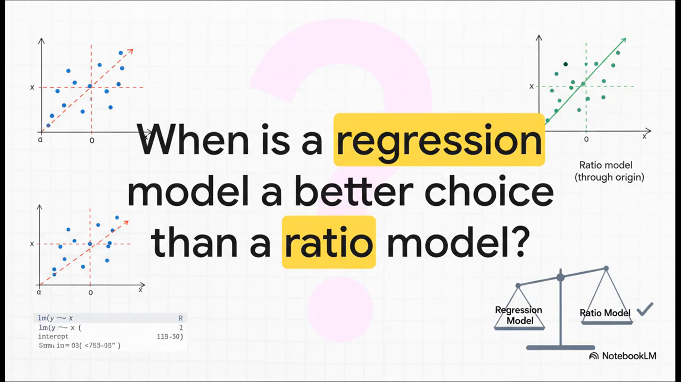And to wrap things up, I want to leave you with a final question to chew on. We've seen how powerful both these tools are, but think about this. When would you specifically choose the regression model over the ratio model? Imagine you have a really high correlation, but when you plot the data, the line clearly doesn't go through the origin. That's a classic case where the flexibility of svyglm, with its ability to estimate an intercept, makes it the superior choice.